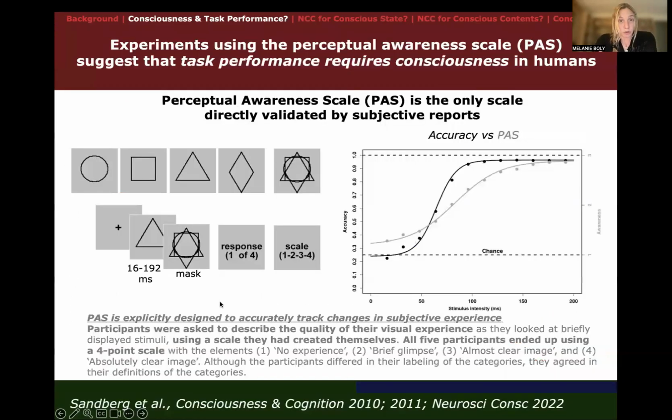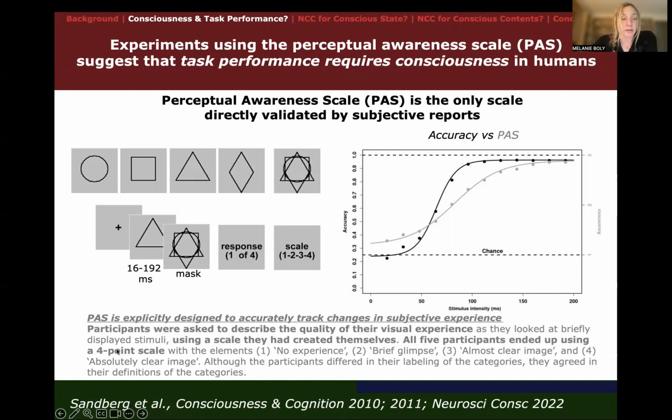There has been some great progress in the science of consciousness in the last few years with the development of new tools like the perceptual awareness scale. Especially this scale, because it has been directly validated by subjective reports from the subjects to accurately correspond to gradations in experience. So the important part of this scale is that it's not dichotomous, it's not all or none.